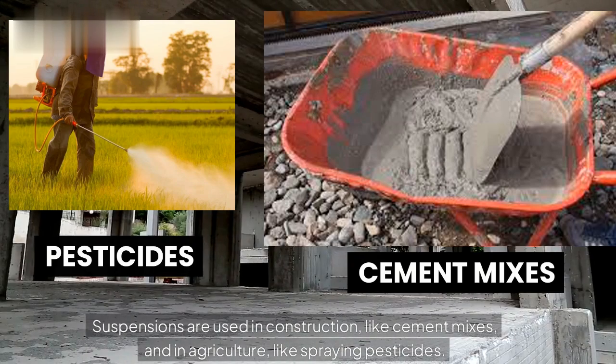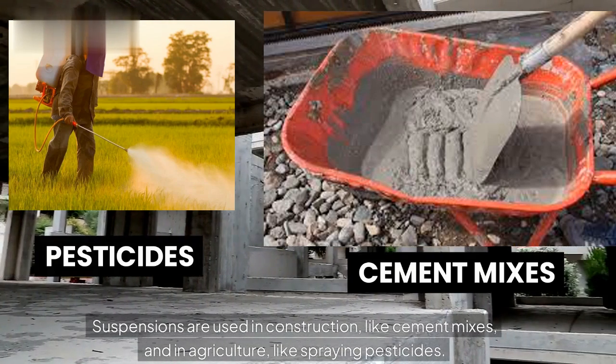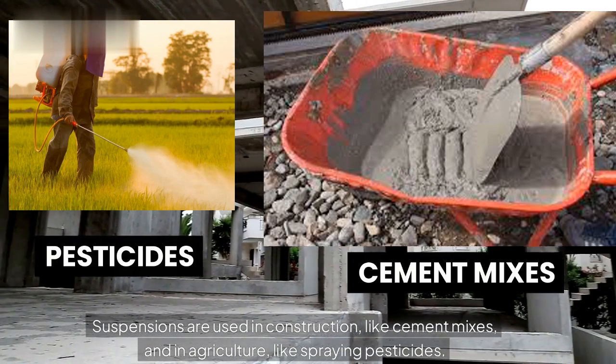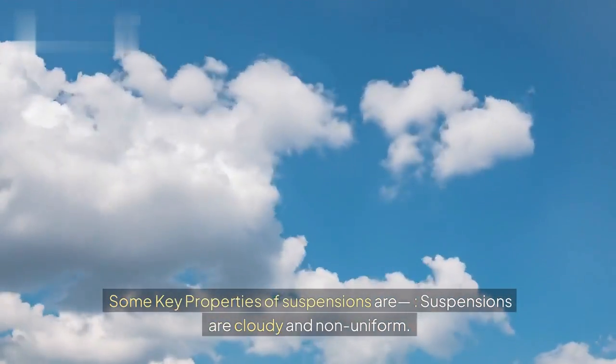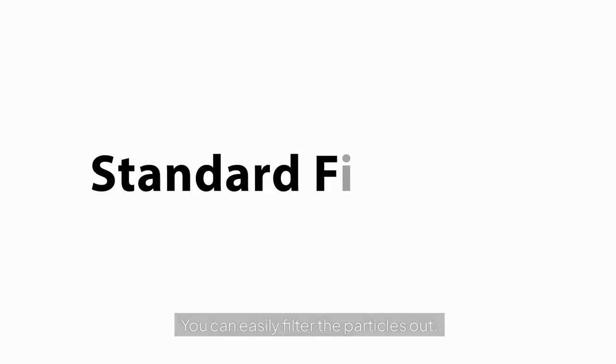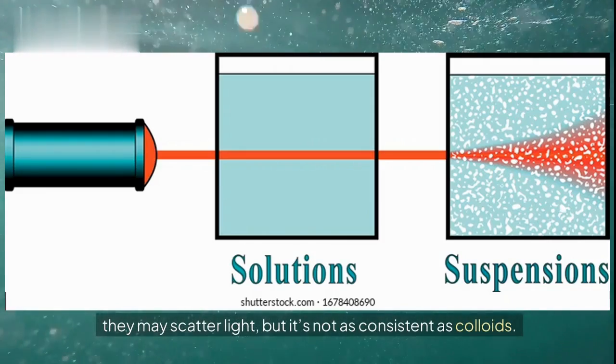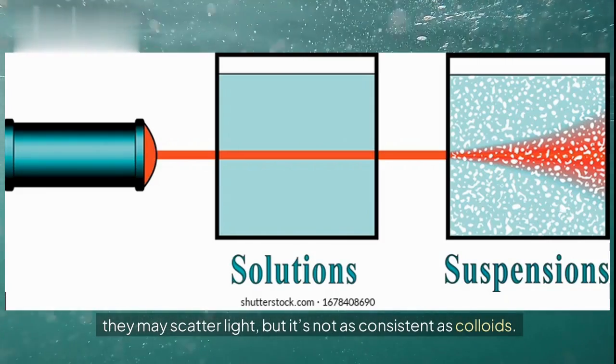Suspensions are used in construction, like cement mixes, and in agriculture, like spraying pesticides. Some key properties of suspensions: they are cloudy and non-uniform. You can easily filter the particles out. They may scatter light, but it's not as consistent as colloids.